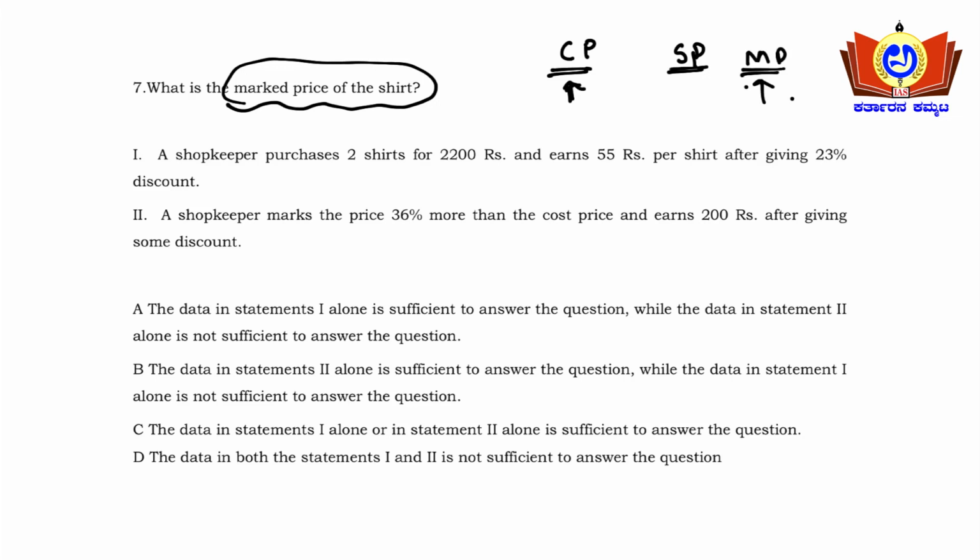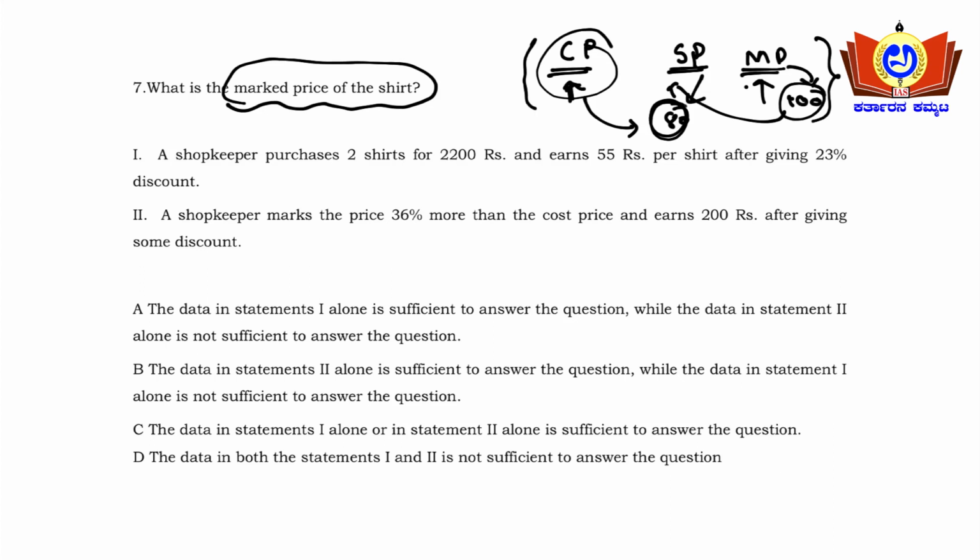Say he marks 100 rupees and sells it for 80 rupees. Then this 100 rupees is the marked price, and after giving a 20% discount he is selling it for 80 rupees. This will be the selling price, and this 80 will be the cost price for the customer. So there are three different prices here. The question is asking what is the marked price of the shirt.